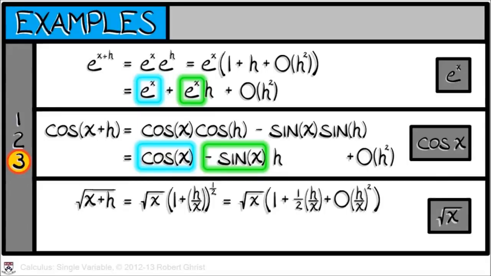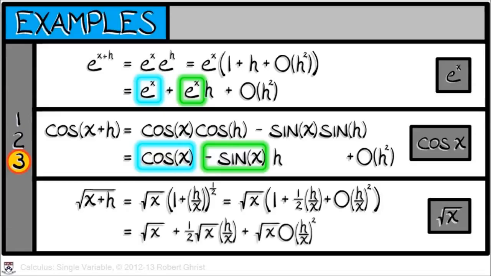Now, if we expand that out, we see that the 0th order term in h is, of course, square root of x. The first order term simplifies to 1/2 x to the minus 1/2 times h. And from that, we see the derivative.